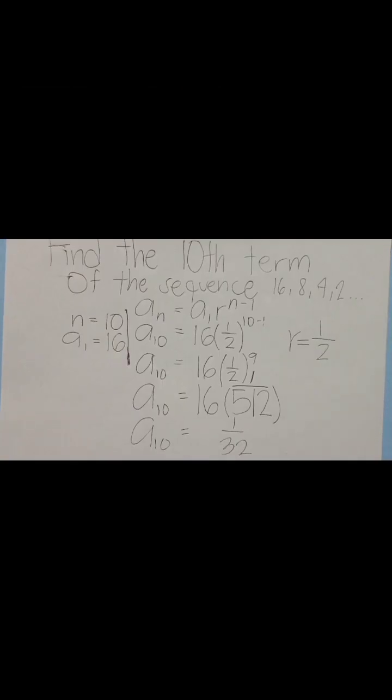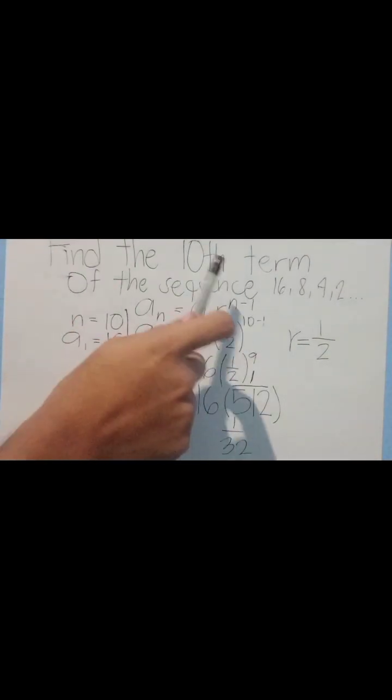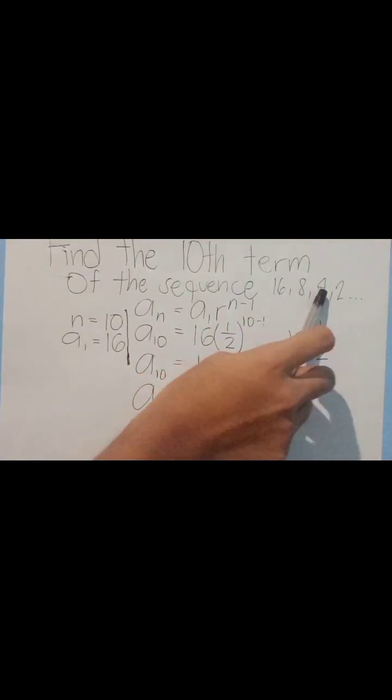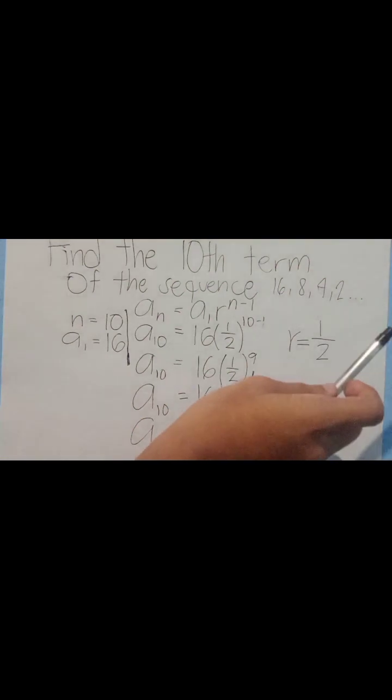So we have here a problem that needs the geometric formula in order to find the missing term. We have to read the problem first. Find the 10th term of the sequence 16, 8, 4, 2, and so on.